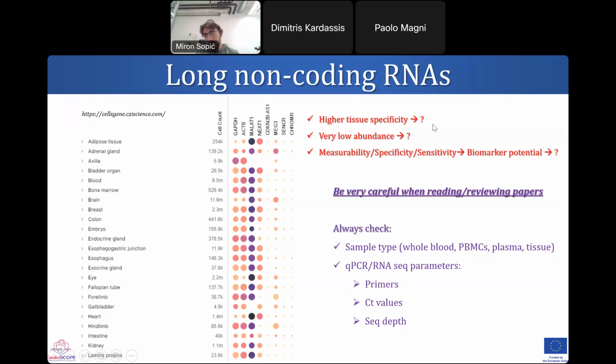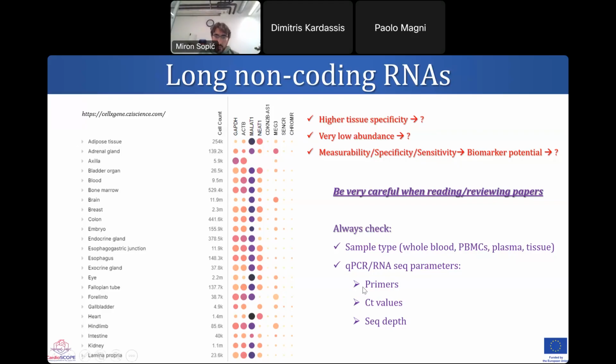So when we discuss this high tissue specificity and very low abundance, please always be careful about these characteristics of long non-coding RNAs, because this is all context dependent. If you go with a sequencing depth of 10 million reads, you will not see many long non-coding RNAs, and then you will say, aha, these are specific, because I didn't find any others.